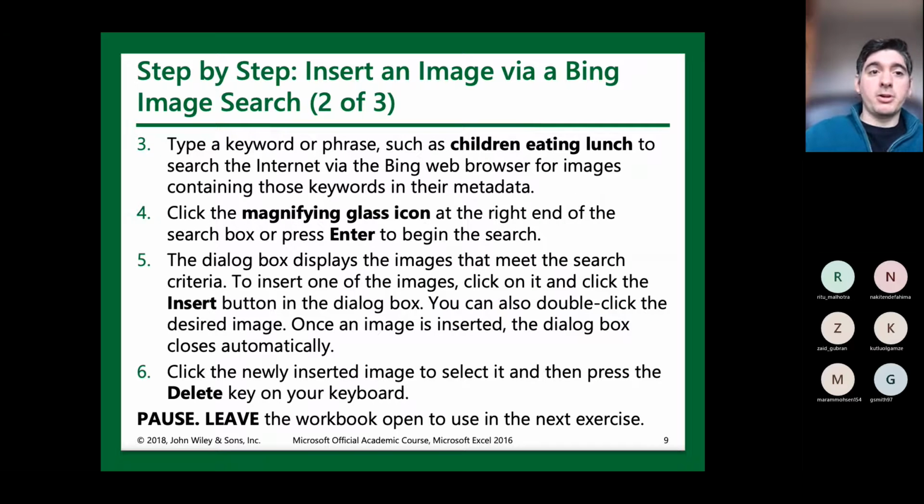So if you wanted to insert an image via Bing, then type a keyword phrase such as children eating lunch. They're big on getting kids into the spreadsheet here. And then if you click the magnifying glass, then you can search. And you can insert the same way there that you insert from a fixed file externally.